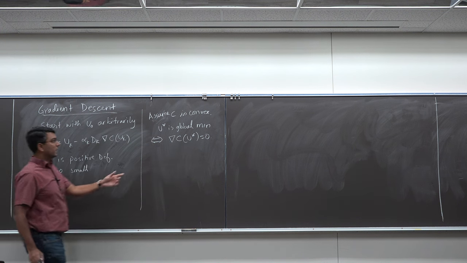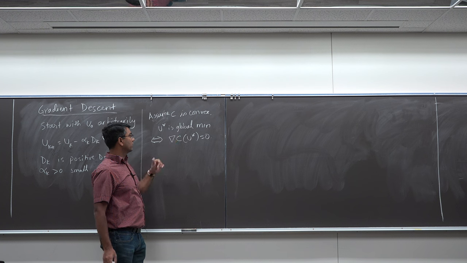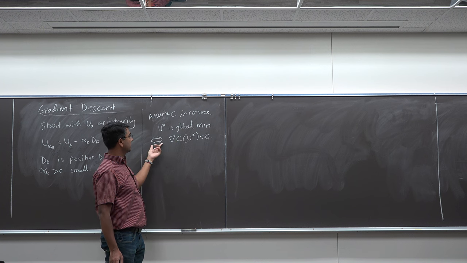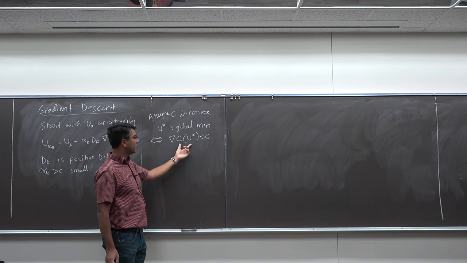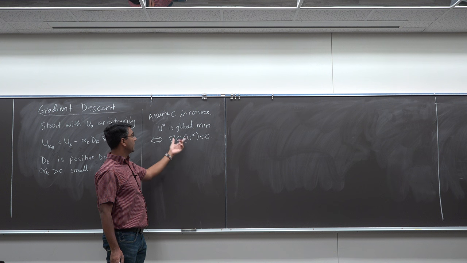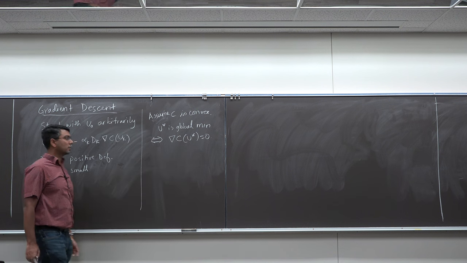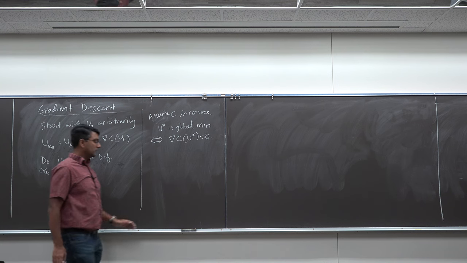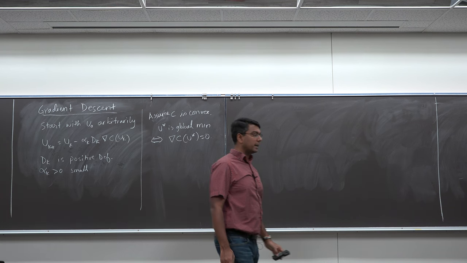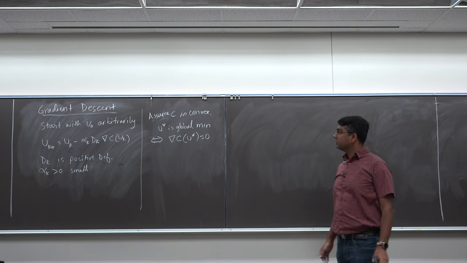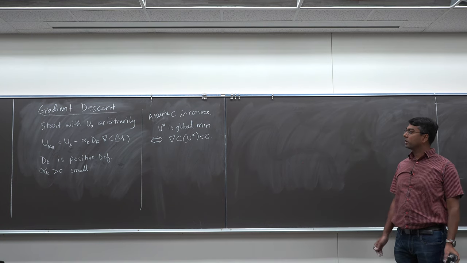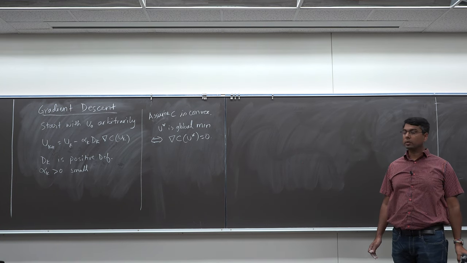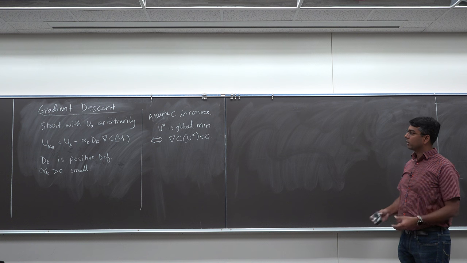Because if the gradient of C at u is 0, then it is a global minimum. This is an if and only if condition. So if u star is a global minimum, then the gradient vanishes. If the gradient vanishes, then u star is a global minimum. So that's the great thing about gradient descent. You have an algorithm which allows you to compute the optimal action for the specific problem that you might be solving.